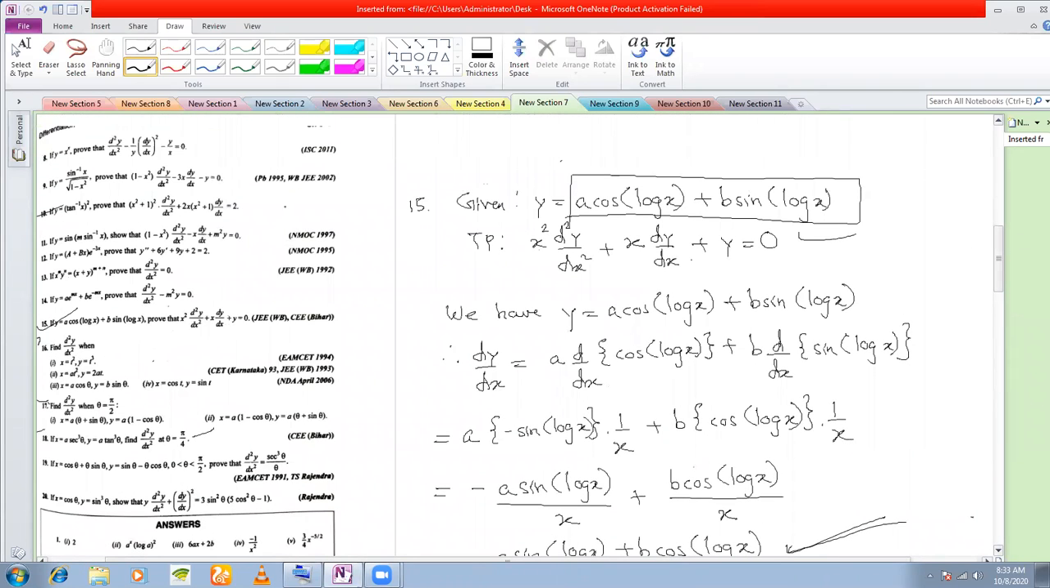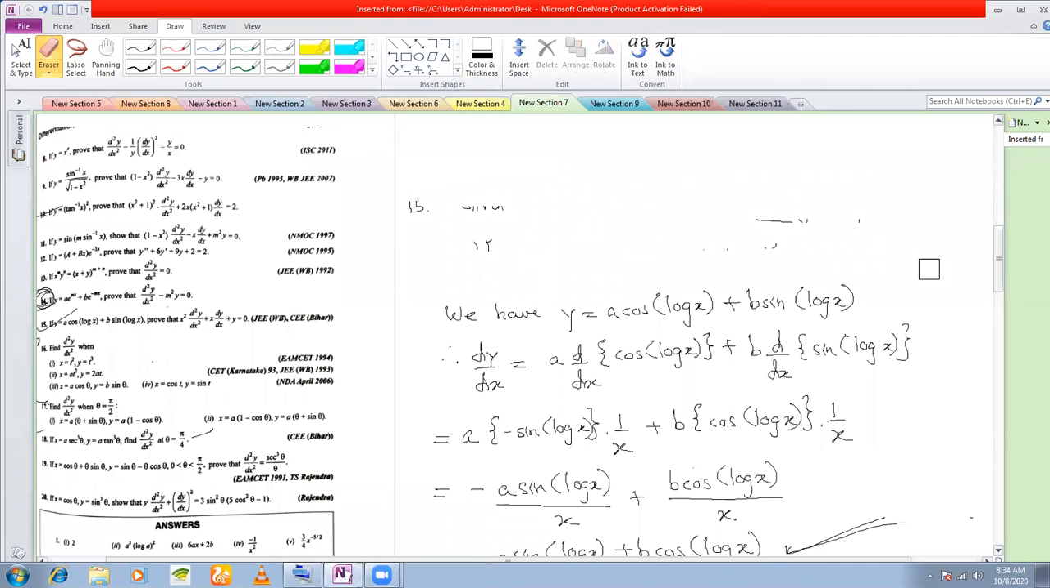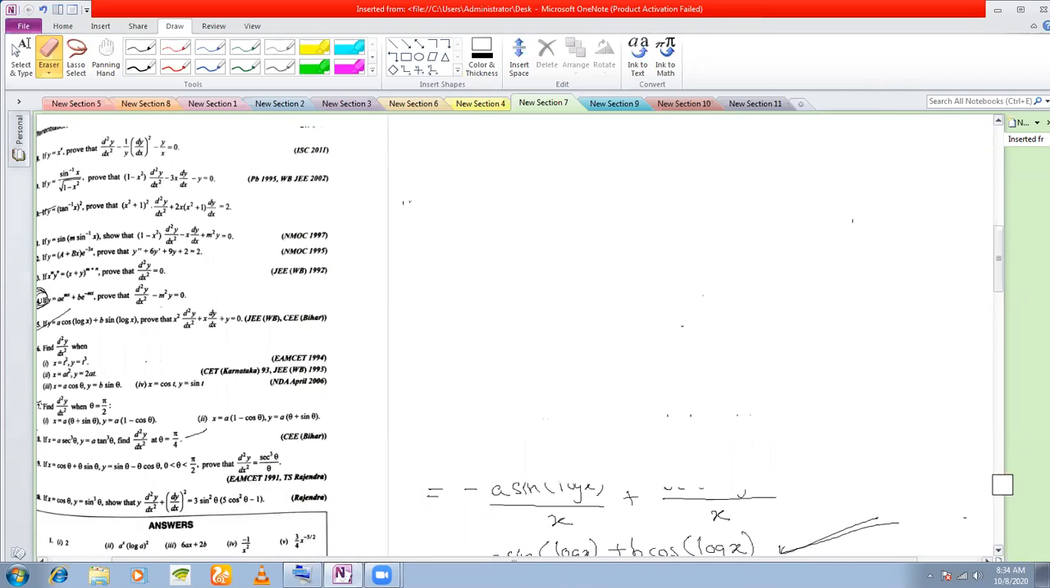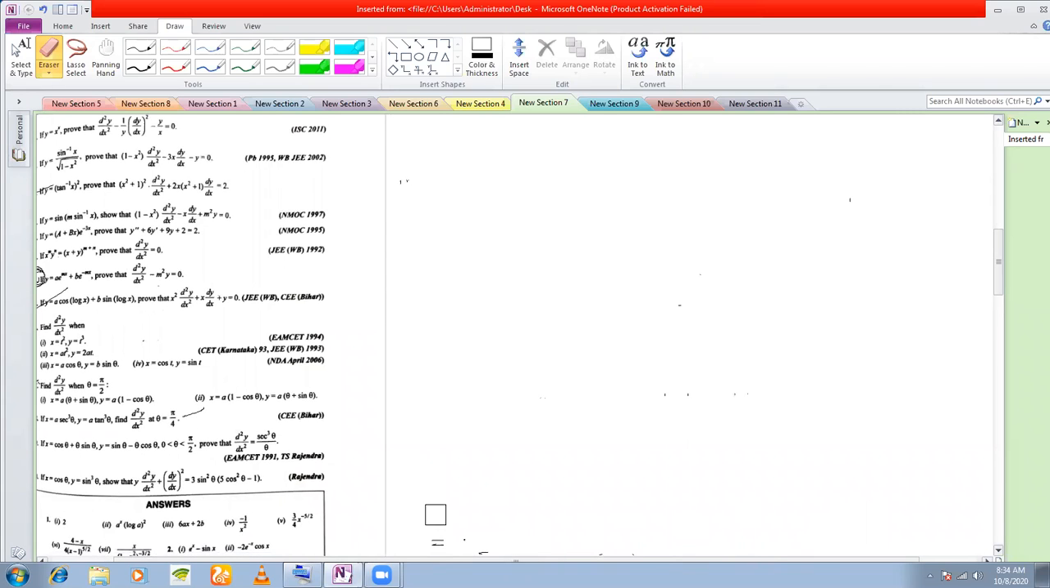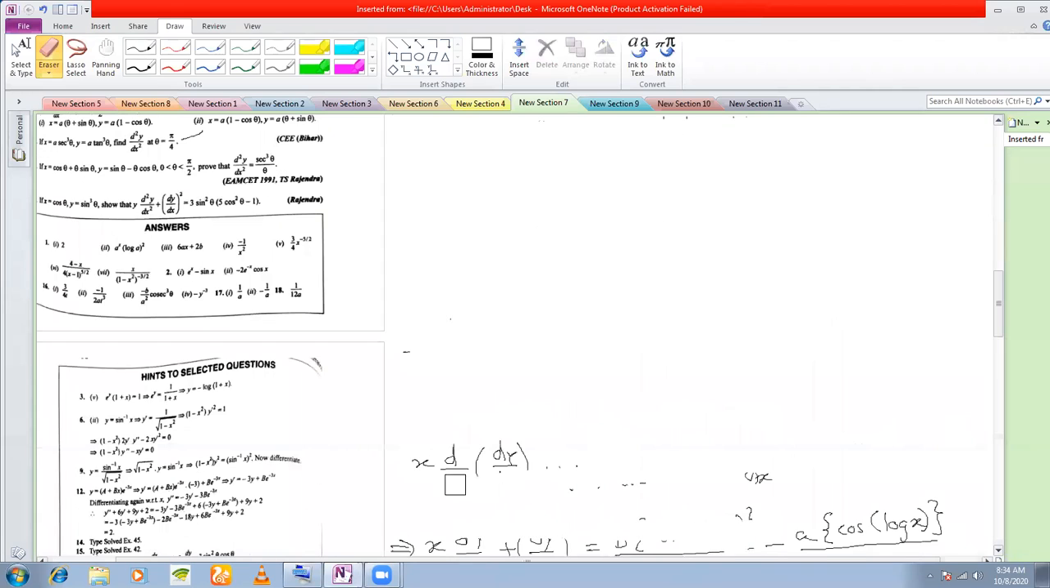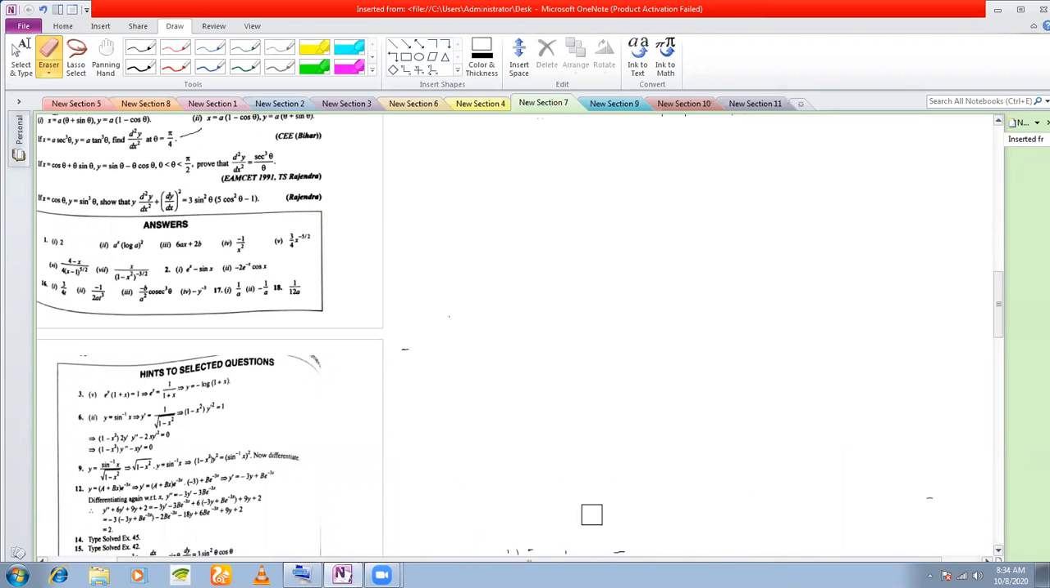Now 14.1 I'm going to do. You can try out number 14. A e to the power of mx plus b e to the power of minus mx. This is very similar to number 15. Clear? Yes, sir. I'll do number 16, how to find d2y dx2 for parametric functions. Just one problem I'll show you, and tomorrow before coming, you just do a little bit of revision of this, so that it is easier for me to kickstart the class.